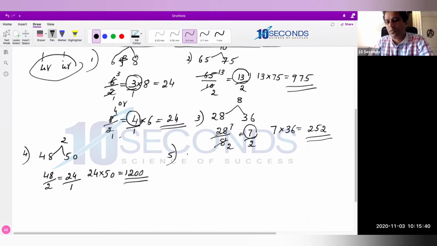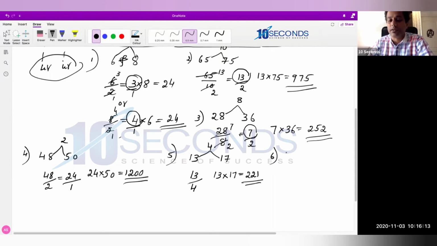Let me take a few more examples. Any number is fine. If you want me to take prime numbers, say 13 and 17. The difference between the two numbers is 4, so 13 divided by 4. You cannot divide it further because 13 is a prime number. So take only 13, that is the smallest fraction here, 13 by 4. Take only the numerator 13, remember, into 17, and 221 is the LCM.